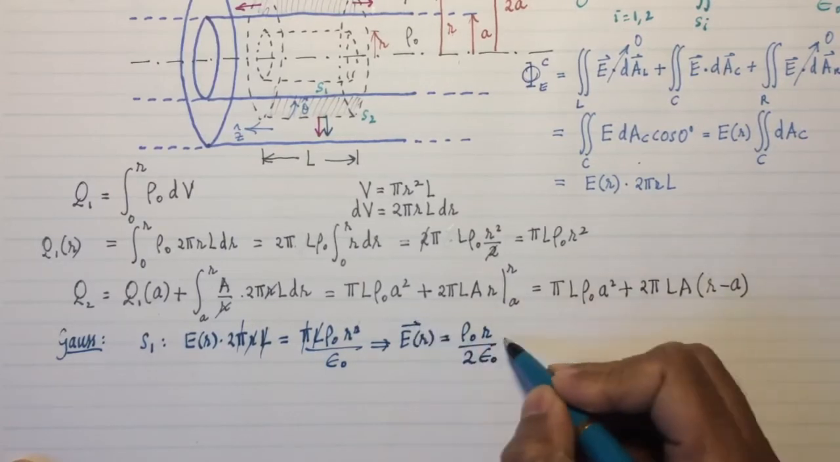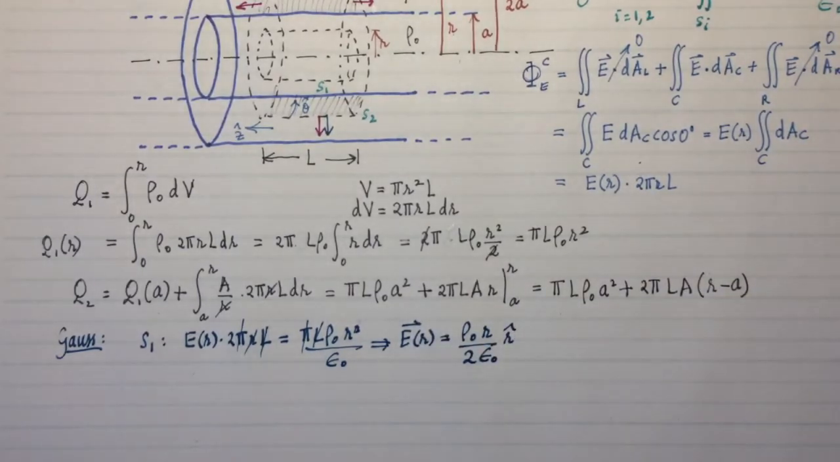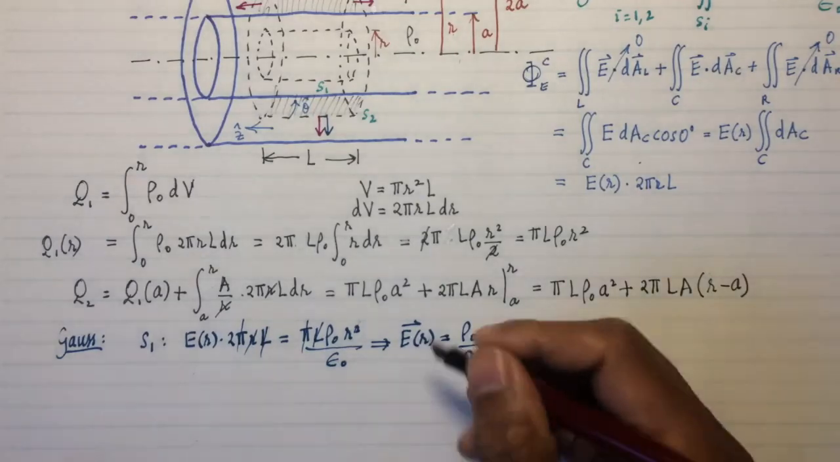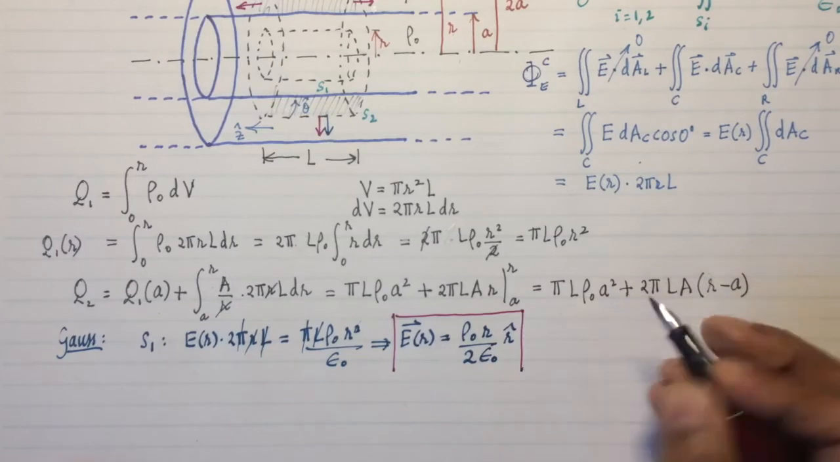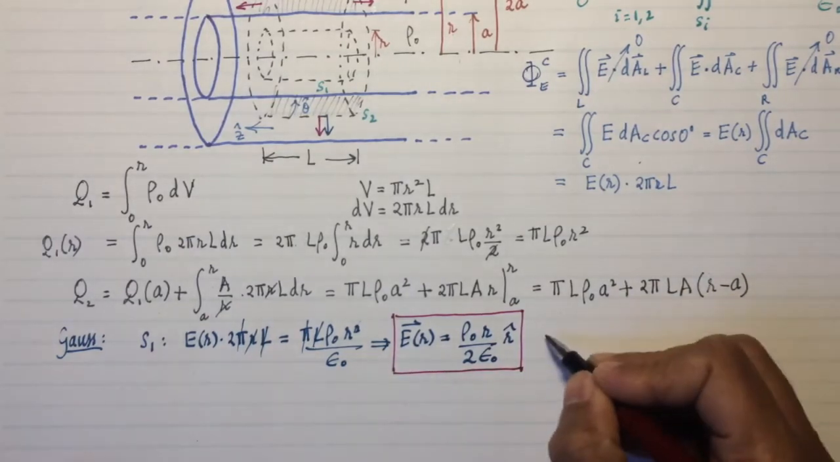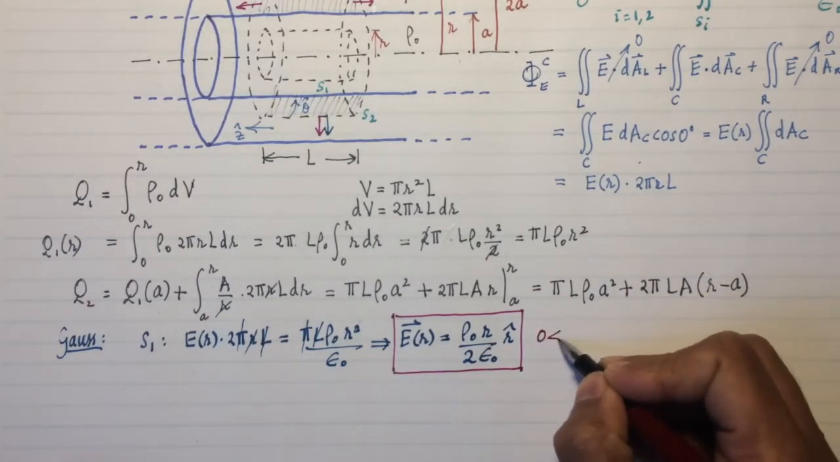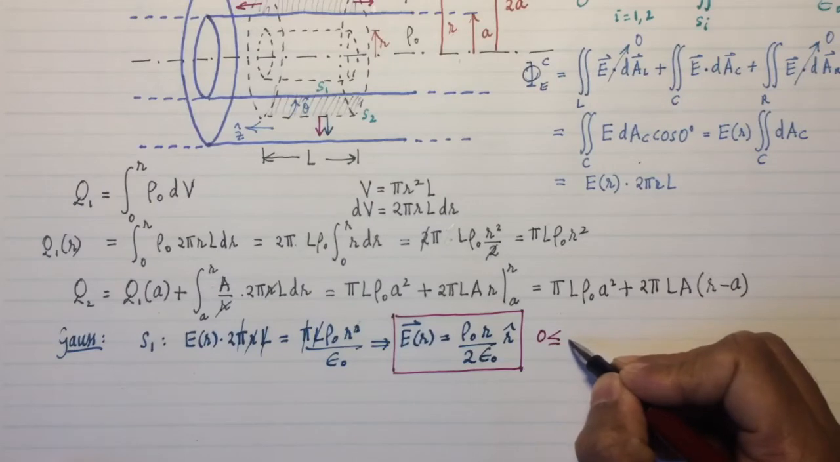If you want to make this a vector answer, you can just do that. I just put in a unit vector, and that becomes a vector answer. And this is valid as long as you're inside the core.